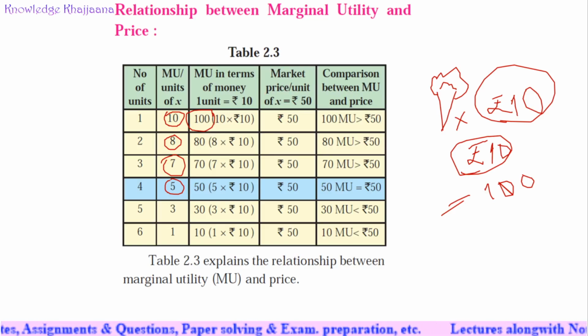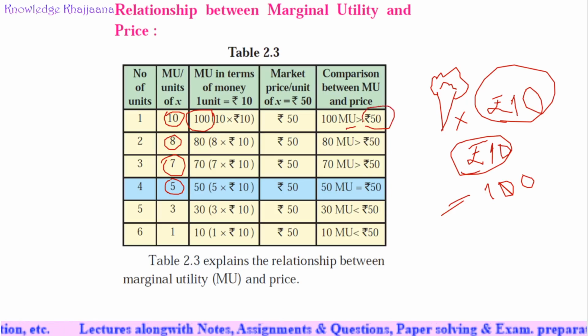See, the market price of that unit is rupees 50. What is the market price of that unit? Rupees 50. It is assumed. So when you got 100 marginal utility and the market price of that unit is 50, what did you get? You got more satisfaction. Simply I can say that when your utility is compared with the market price, you got more satisfaction, which means the marginal utility you got is more than its market price.